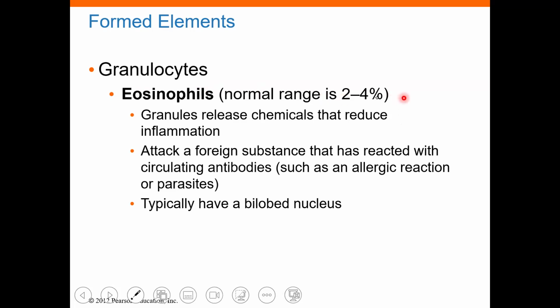The eosinophils normal range is about 2 to 4%. The granules release chemicals that reduce inflammation. It attacks a foreign substance that has reacted with our circulating antibodies, like an allergic reaction or parasites. So eosinophils are really just for those allergies and parasites. In countries that have more parasites, we see less allergies. And in countries where we see less parasites, we see more allergies. So interesting fact there. They are also bilobed.